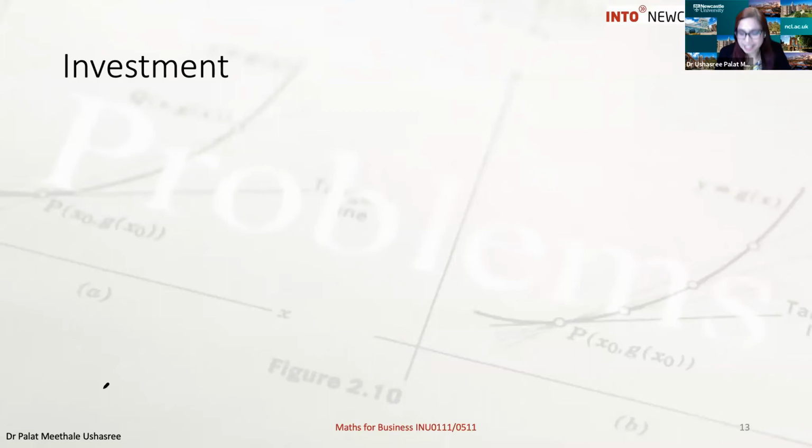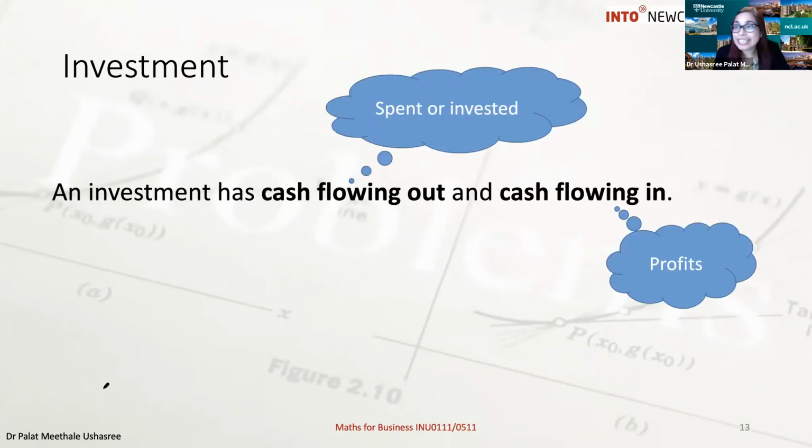Now let's go for investments. Very interesting topic, isn't it? I know most of you are eagerly waiting to listen to this. What is an investment? It's a cash flow, in and out. So an investment has cash flowing out, probably when you're investing some money, or cash flowing in, probably when you're making some profit. Just an example. So it could be flowing out and flowing in.